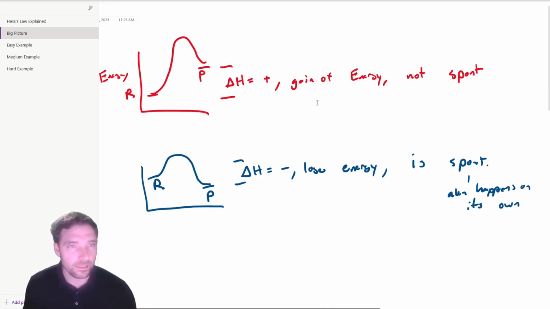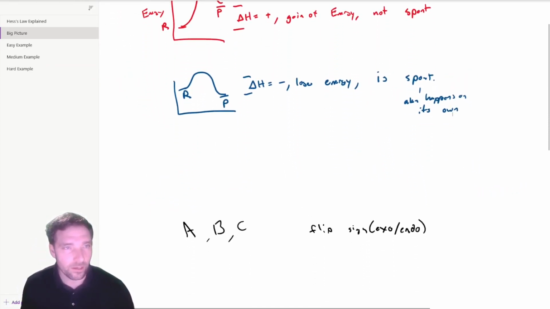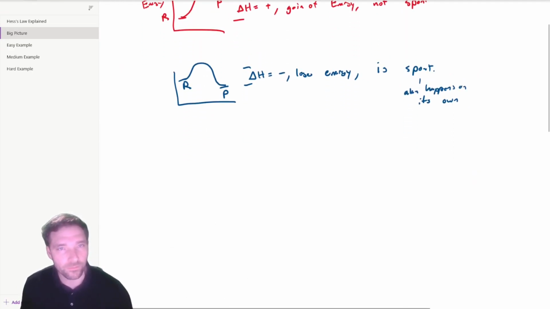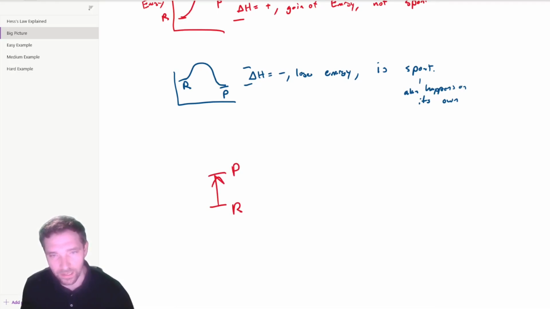What we can then talk about is the broad idea of these things being different heights. When you are at some reactant and it goes up to some higher energy product, that is a change in H that's positive. And when you have some reactant that's higher energy than some product, then the change in H there is negative.